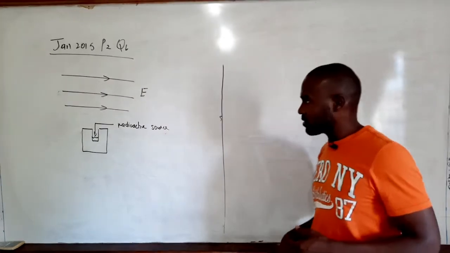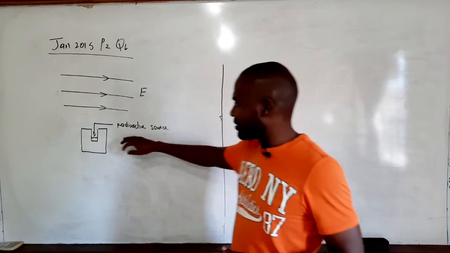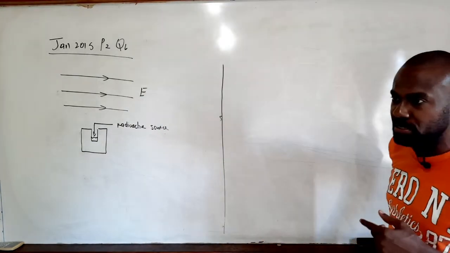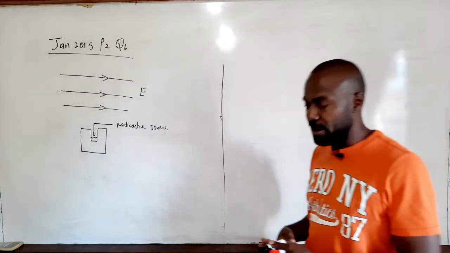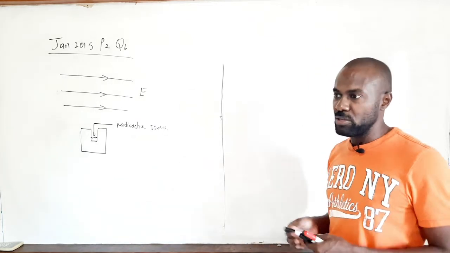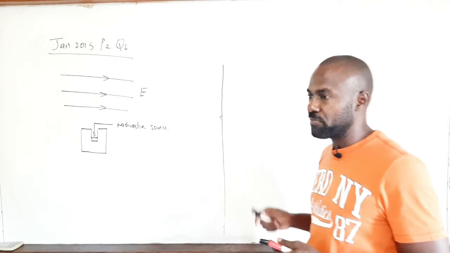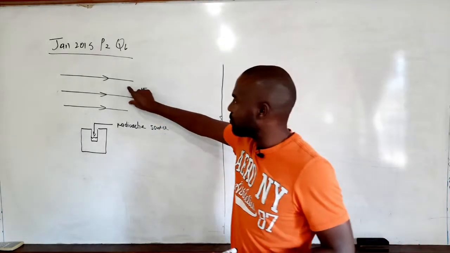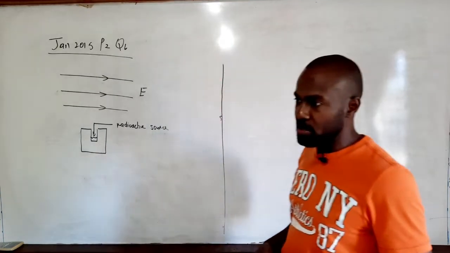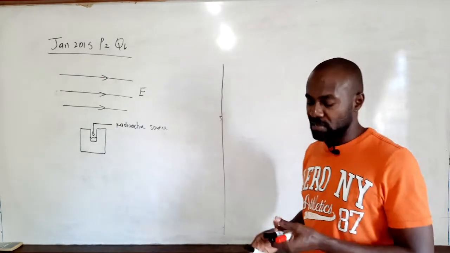So, this question basically shows a uniform electric field, and of course, there's a radioactive source. Part A of the question says, in order to separate the emissions from a radioactive source, they are subjected to a uniform electric field E perpendicular to their path as shown in figure 5. So we have the uniform electric field of strength E, and we have the radioactive source, which is going to be emitting three types of radiation: alpha particles, beta particles, and gamma rays.